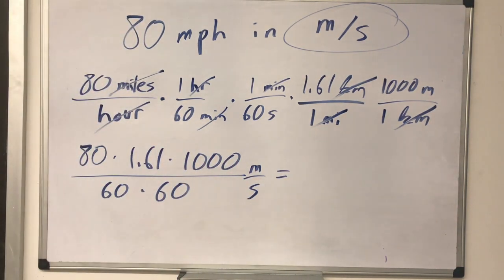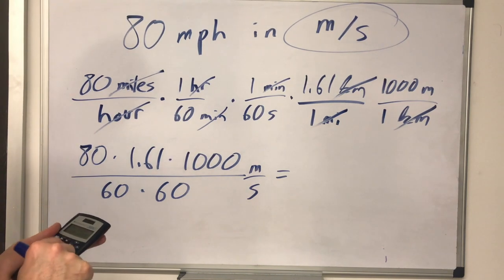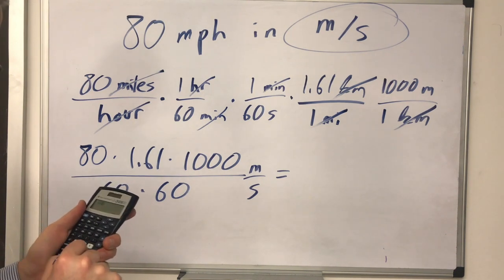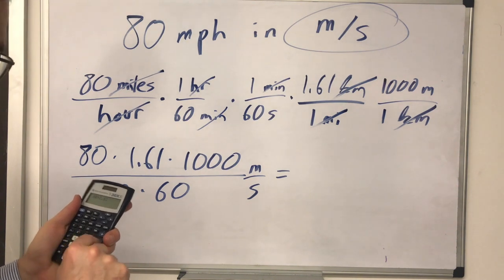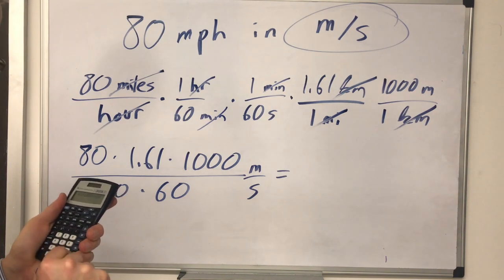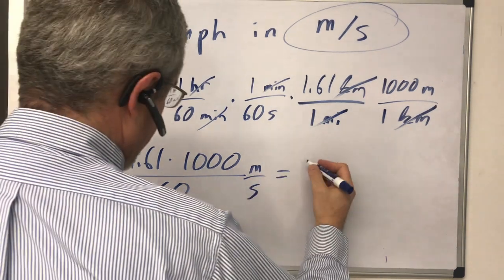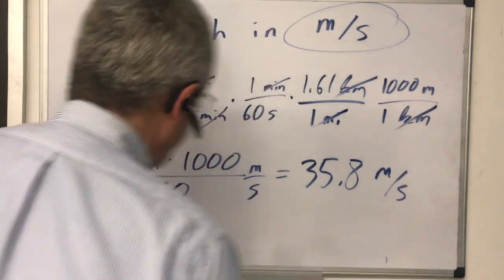And that equals, get out my calculator. Of course, if I were doing this in real life, I'd probably do this in Excel, but since I'm in front of the screen, I need to use my calculator. 80 times 1.61 times 1,000 divided by 60 divided by 60 equals 35.8 meters per second.